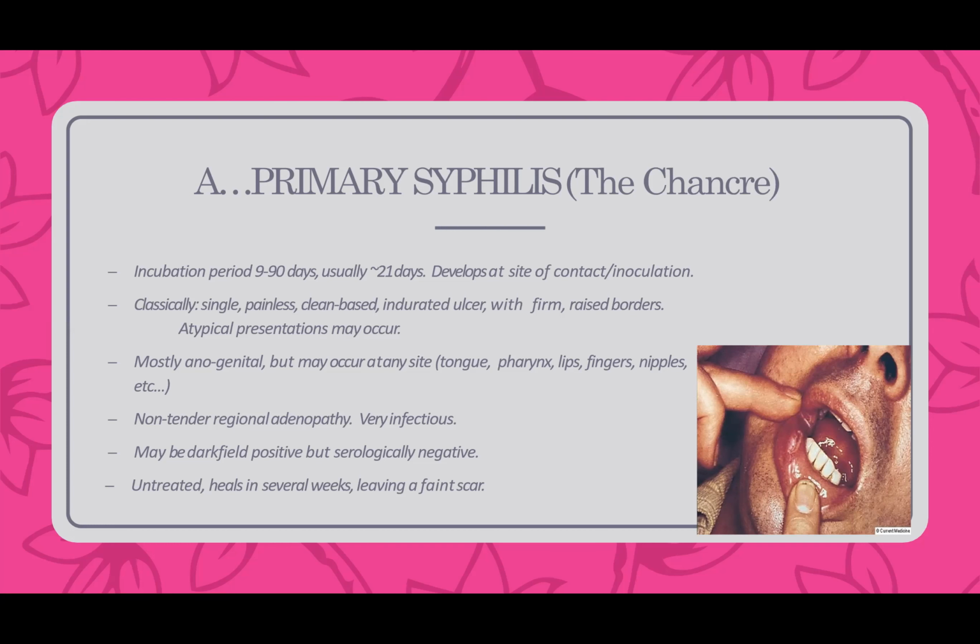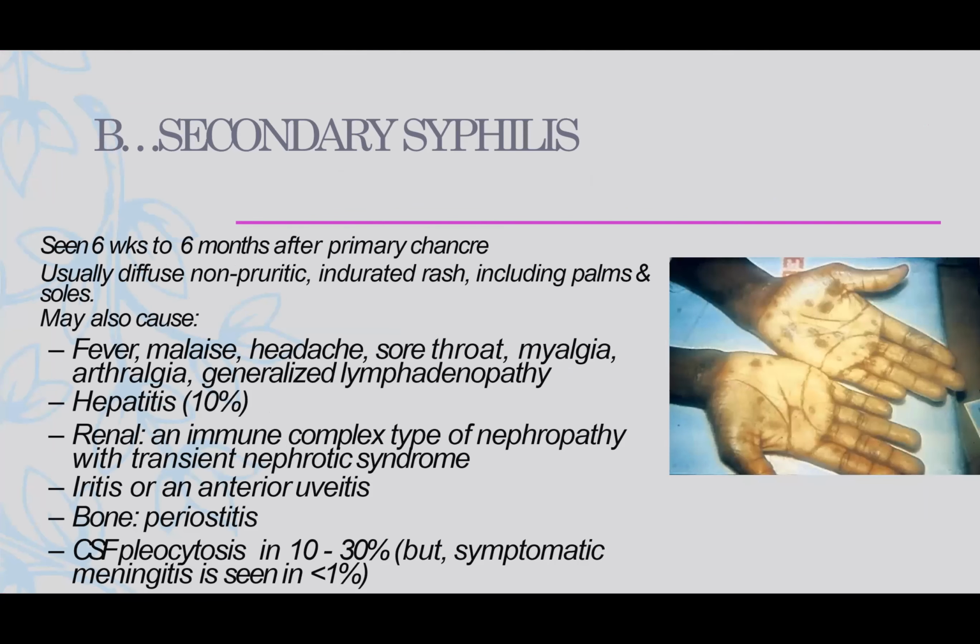Secondary syphilis is seen 6 weeks to 6 months after the primary chancre, usually a diffuse non-pruritic indurated rash, including palms and soles. It may also cause fever, malaise, headache, sore throat, myalgia, arthralgia, generalized lymphadenopathy. Hepatitis in 10% of the cases. Renal: an immune complex type of nephropathy with transient nephrotic syndrome. Iritis or an anterior uveitis. In bone, it can cause periostitis. CSF leukocytosis in 10 to 30%, but symptomatic meningitis is seen in less than 1%.